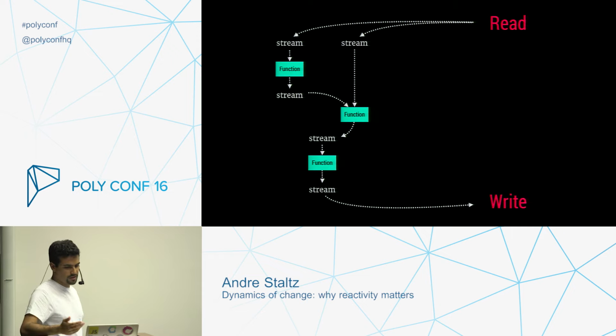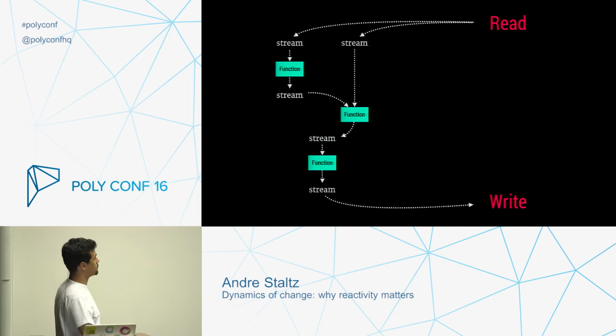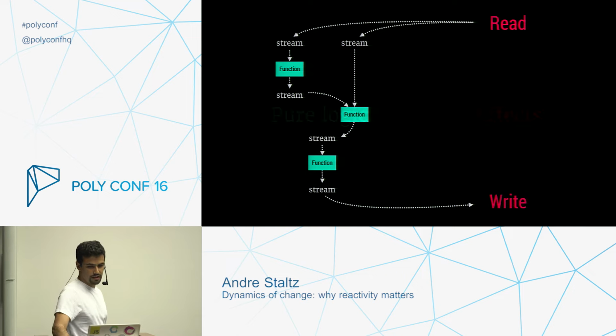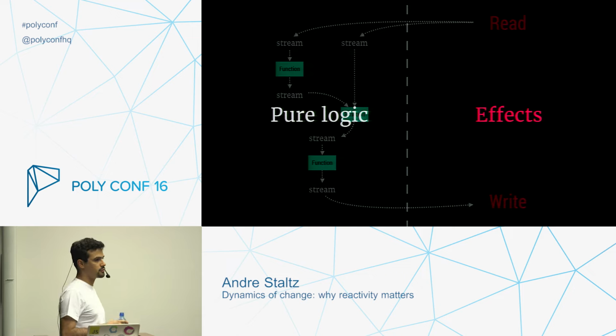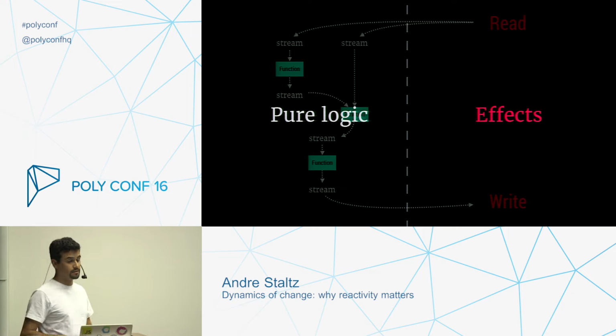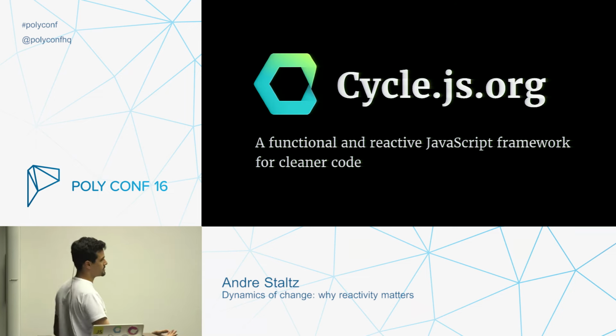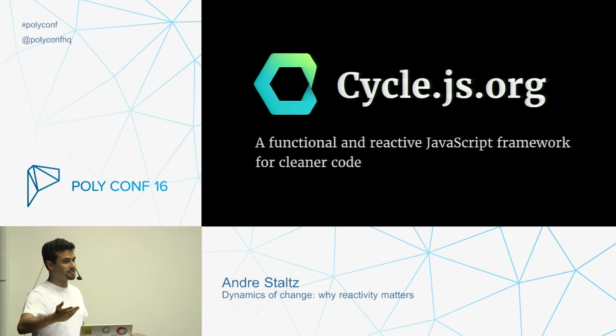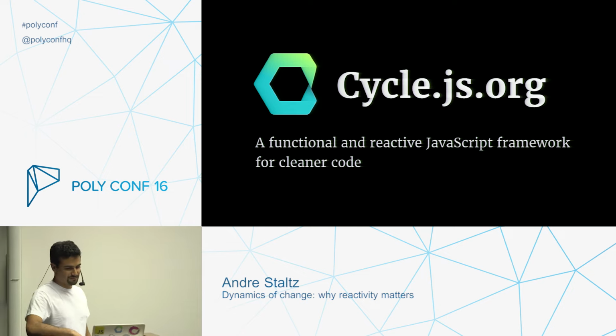And if we keep on doing this, we end up with an architecture like this that has only streams and functions, where all the side effects are pushed to the extremes, where we start with read, we process stuff, and we end up with writes. And on the left, we have pure logic, and on the right, we have only effects and handling. And everything on the left was completely reactive, like spreadsheets, and also completely functional, because we don't have side effects. And voila, there you go. This is the idea in Cycle.js. And it's a framework for JavaScript. You can check it out.